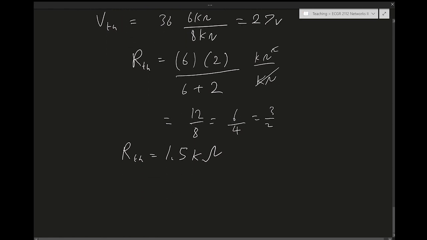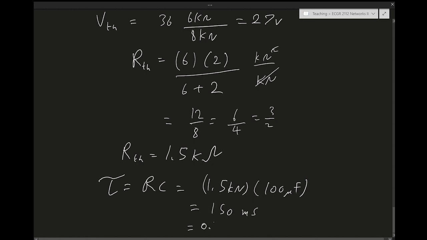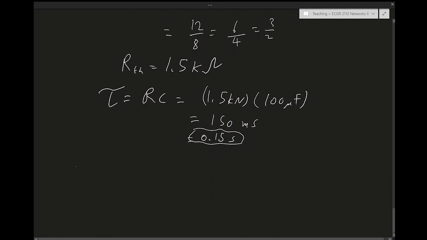Well, before we do that, let's calculate the time constant. The time constant is just RC. So that's 1.5 kilo ohms times 100 microfarads. Kilo times micro is going to be milli, so it's milliseconds. 1.5 times 100 is 150 milliseconds, or 0.15 seconds. That's the time constant. Okay. The final step is putting it all together.